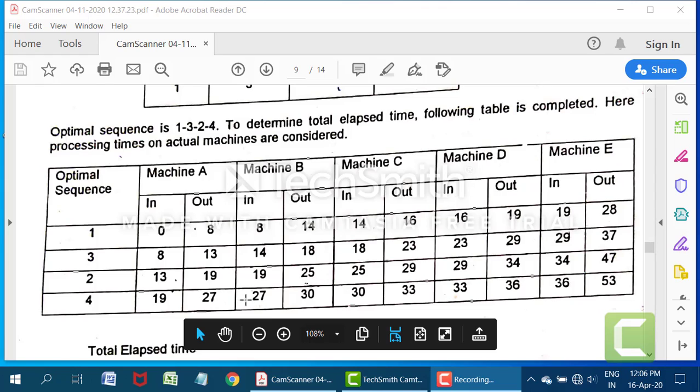So this job will come only at clock time 27. So clock time 27 it loads. Plus 3 minutes time will be taken. So 30. Clock time 30 it comes out. Like that, machine B computations should be completed. Then go for machine C.